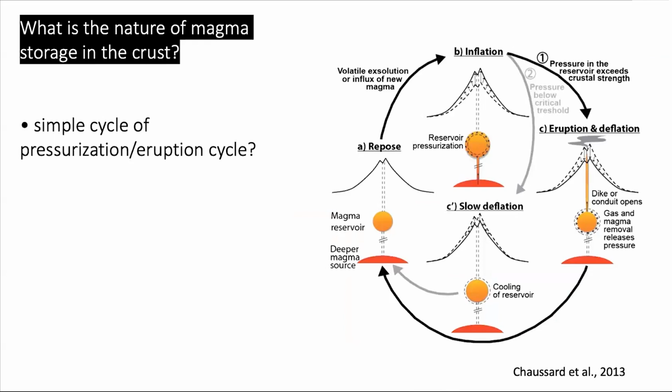So what's the nature of magma storage in the crust? Historically, there's a lot of work that has been done, and some of it quite well matched by observations that come from data, where people assume that you've got a chamber which is filled with liquid, which inflates before an eruption, deflates during an eruption, gradually cools, and then inflates before the eruption again. And there are some volcanoes around the world where you see something like that.